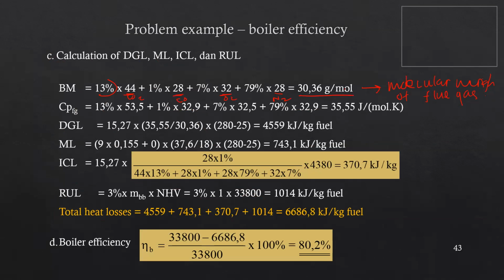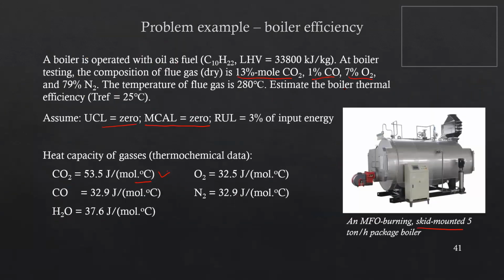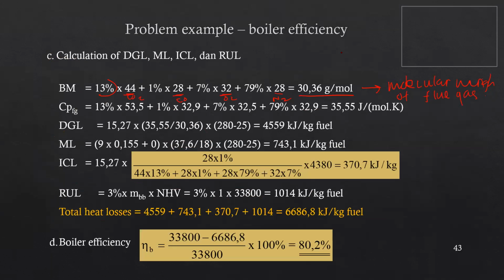And then we calculated the Cp, or the heat capacity, of the flue gas. Again, this is the same way as the previous one used to define the molecular weight of the flue gas. So we multiply the heat capacity, given in the problem, of each gas, multiplied by the percentage. So these given values are multiplied by the percentage of each compound. Okay, so we will have the Cp of the flue gas, which is 35.55 joule per mole Kelvin.